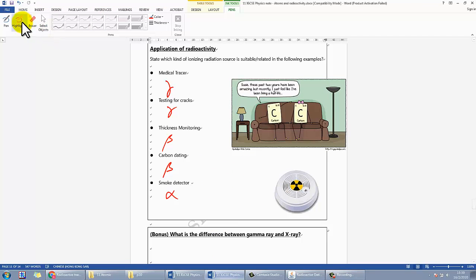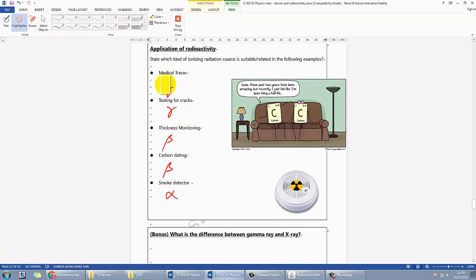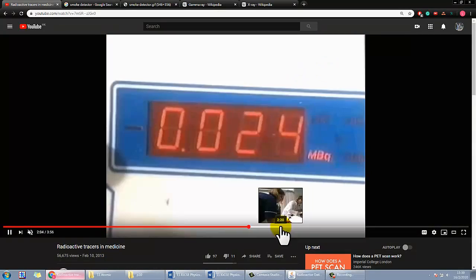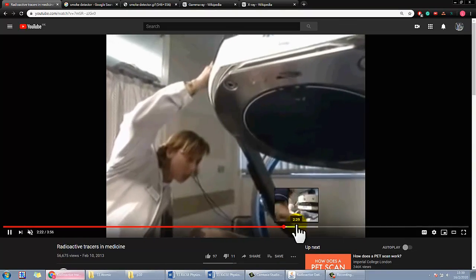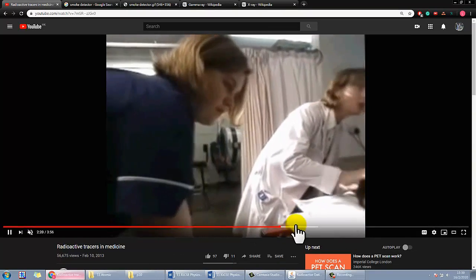Okay, so here is the answer. So what we have here is for medical tracer, it will be gamma ray. I will recommend you to watch this video. I'll put the link in the description. It's a very old video, but it's still amazing to see how it's been put into medical work.